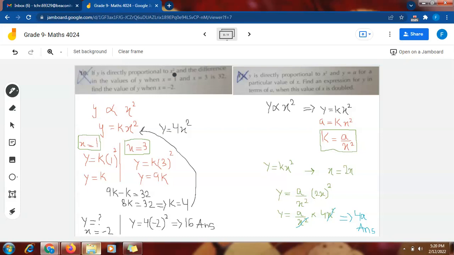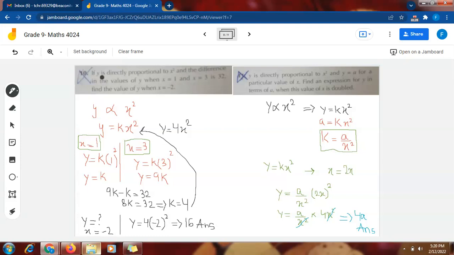In this question the value of k is given in a bit of a tricky, different method. That's why I'm sharing this question with you. The values of y and x are not provided. In place of y and x, the difference of the values of y is provided. So let me just read out the question.